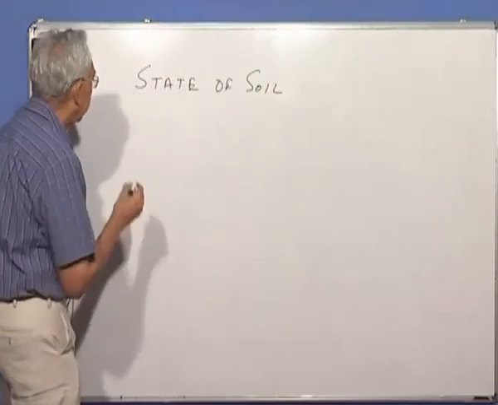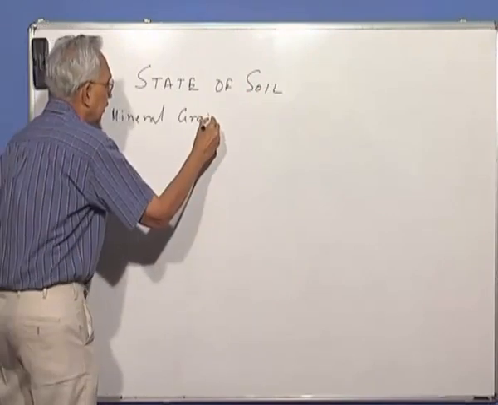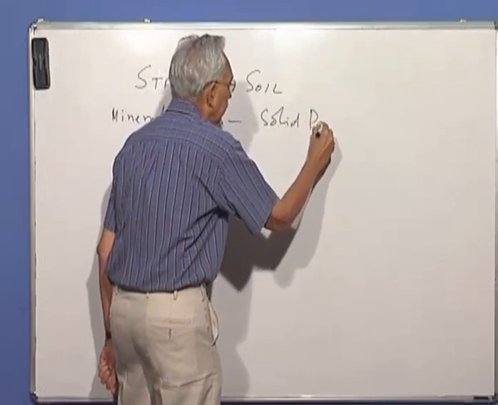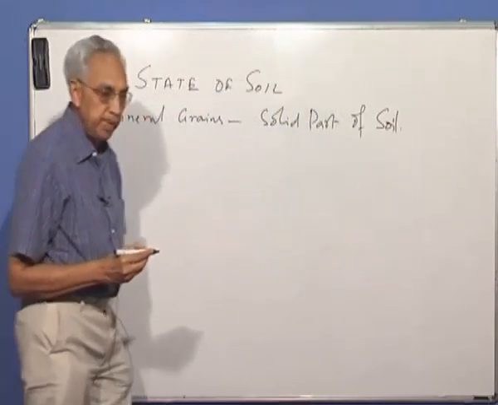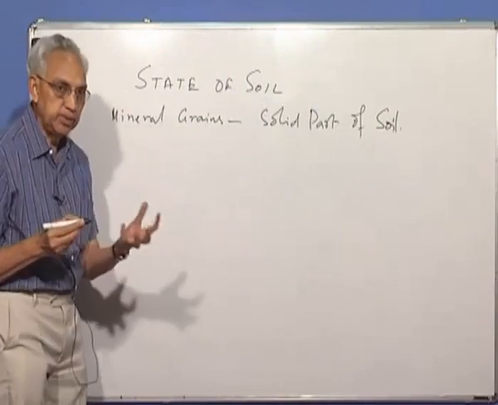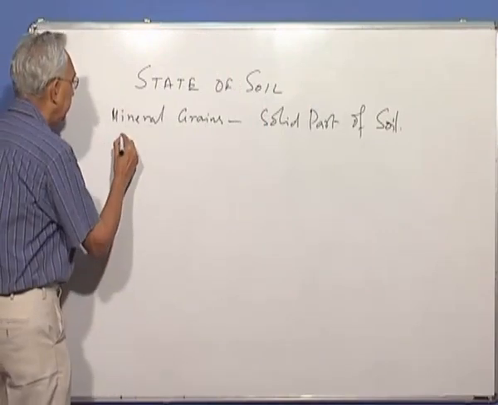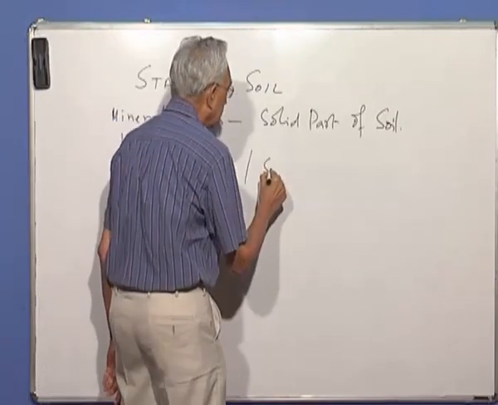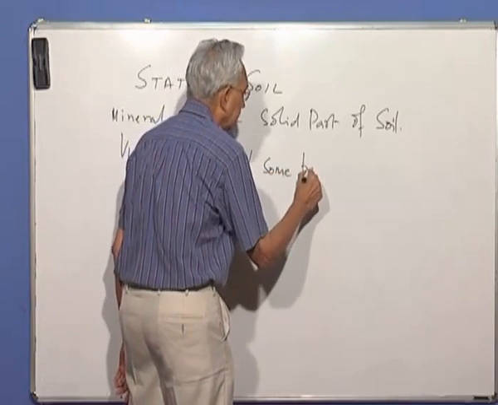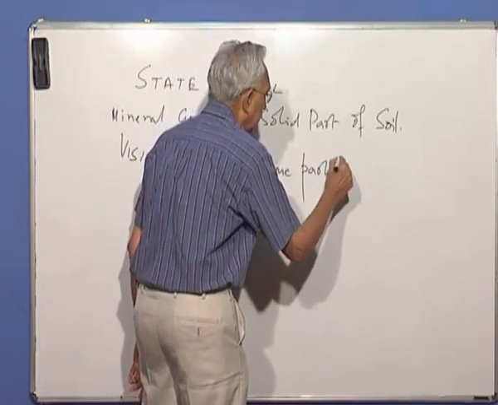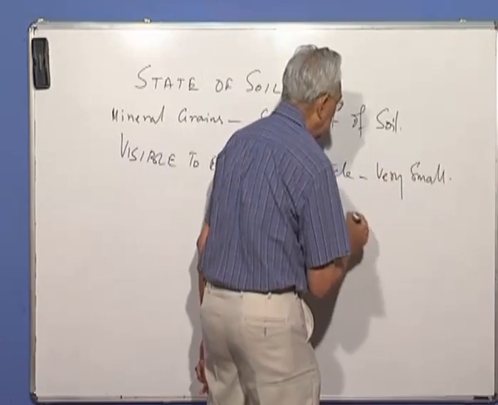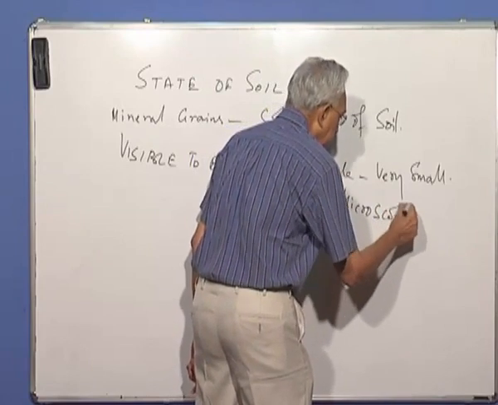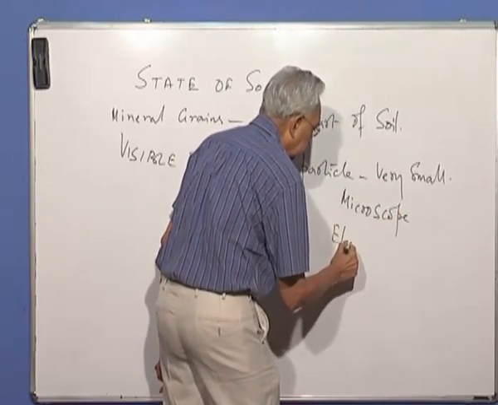So first we said you have mineral grains. They constitute the solid part of the soil. Now what are they? Basically, in most soils some particles are visible to the naked eye, but some particles are so small you need a microscope, and if they are very small, you need even an electron microscope.